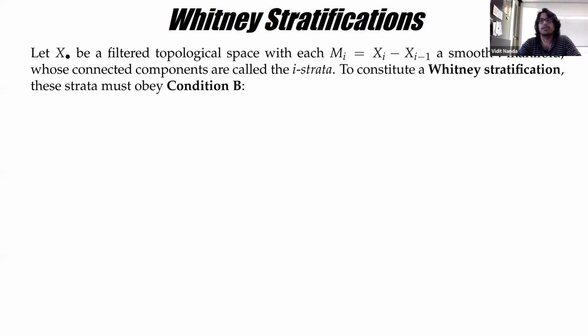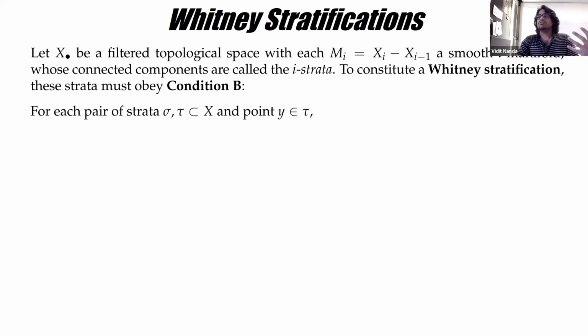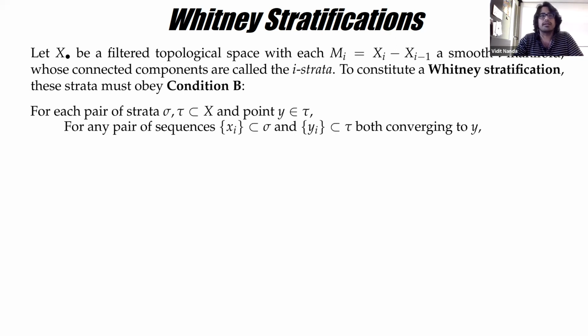is my guess. And okay, so you have all the setup from before, and here's the additional condition you want. So you take a deep breath. All right, everyone ready? Okay, so for each pair of strata, so those are these connected components of the ith piece, the ith successive difference, take any point in one of the strata. Now take a pair of sequences, one in sigma, that was the first stratum, one in tau, which is the other stratum that contains y. Both these sequences should converge to y.